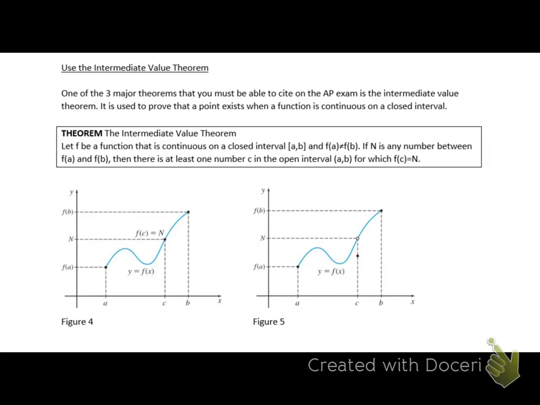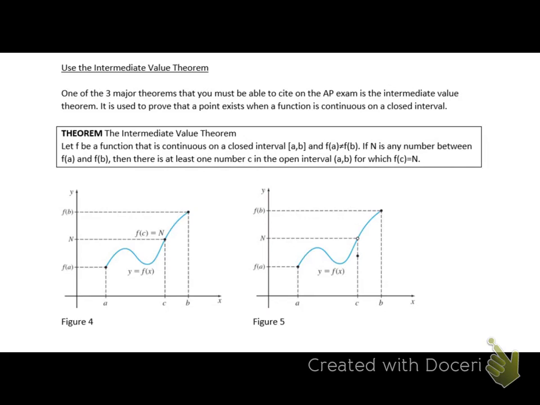So it says, and I'm just going to read it, let f be a function that is continuous on a closed interval from a to b, where f of a does not equal f of b. If n is any number between f of a and f of b, then there is at least one number c in the open interval from a to b, where f of c equals n. Now it sounds complicated, and it's actually very obvious, okay, the way that this works.